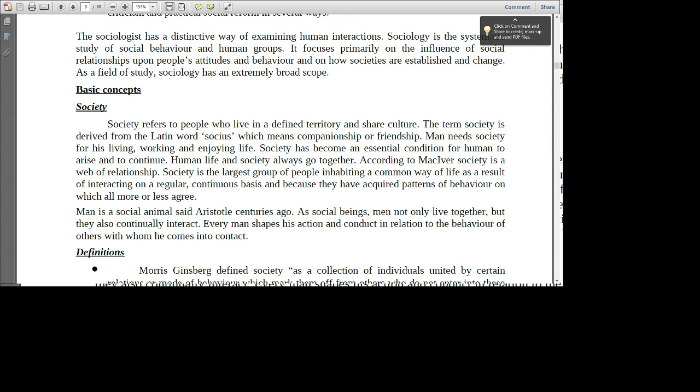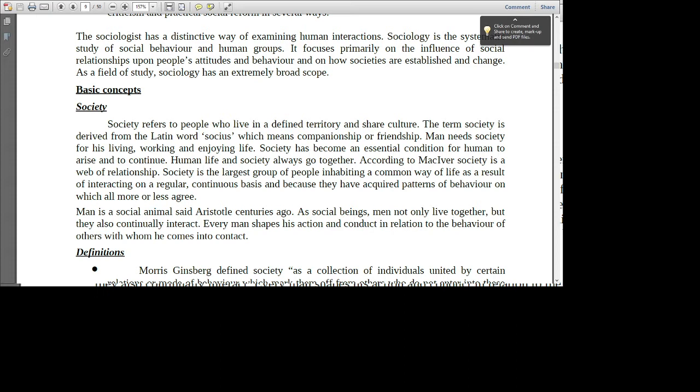As we all know, man is a social animal. That sentence was given by Aristotle centuries ago. As social beings, men not only live together, they also continually interact with each other. Without interaction, human beings cannot exist. Every man shapes his action and conduct in relation to the behavior of others.